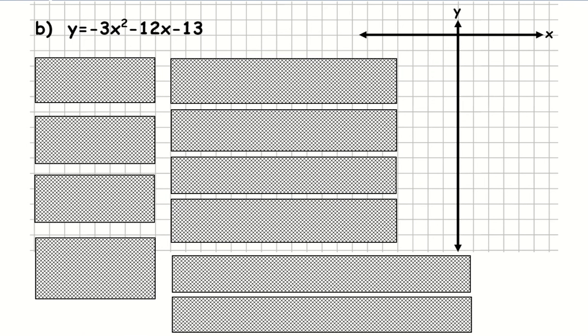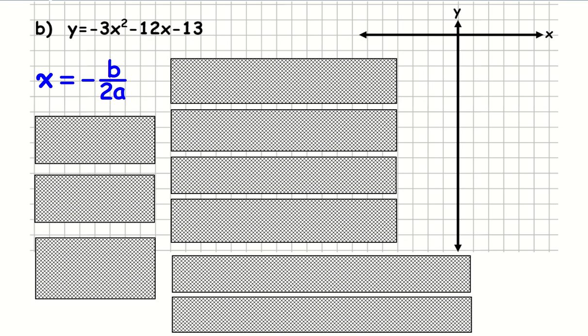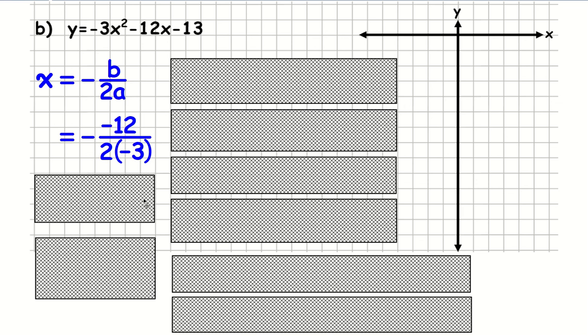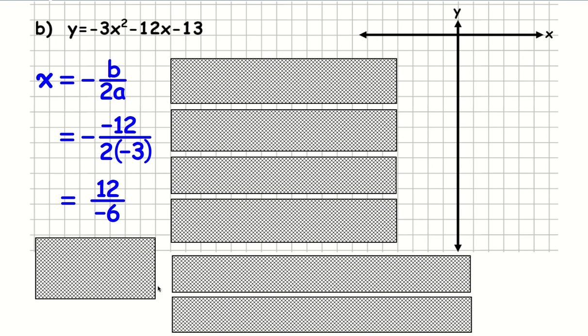So here we have another example of a quadratic function that is in standard form. Yay! We can know A and B and C. And once again, here's your strategy. You first use the formula to find your axis of symmetry. What's my B value? Negative 12. What's my A value? Negative 3. So you plug that in, and you end up getting negative 12 over negative 6. That's going to be positive, but then there's a negative out in front.